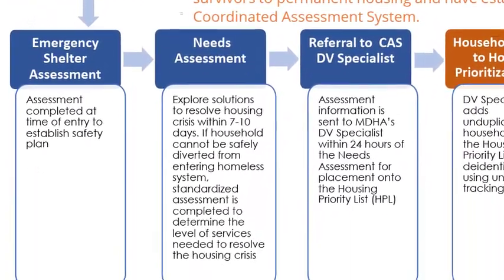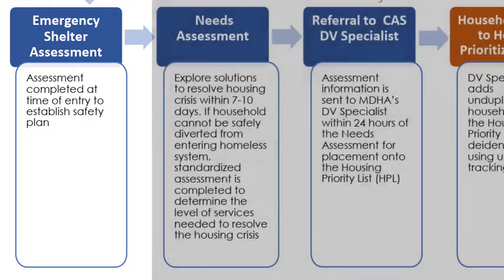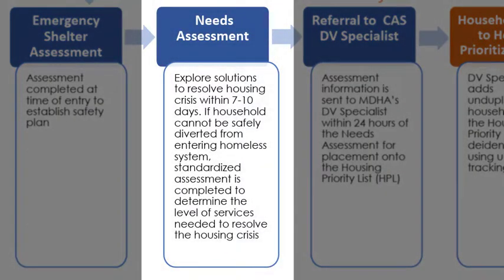When a client first arrives at shelter, safety and security are the highest priority. A basic safety assessment is completed, but no conversation about housing is part of this assessment. After about a week or 7 days, a needs assessment is completed, which includes the CAS diversion and intake assessment.